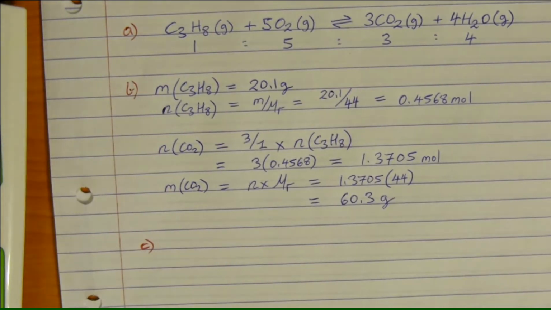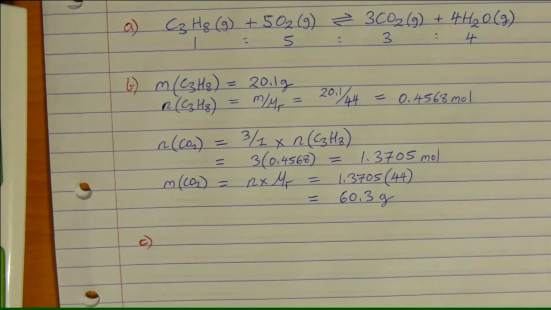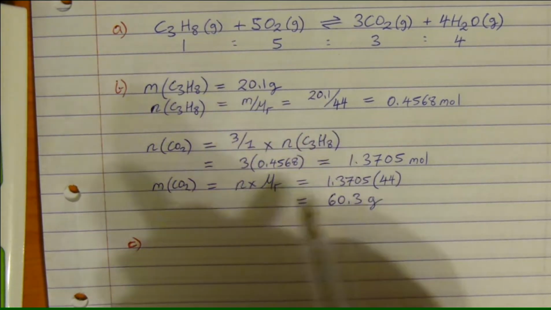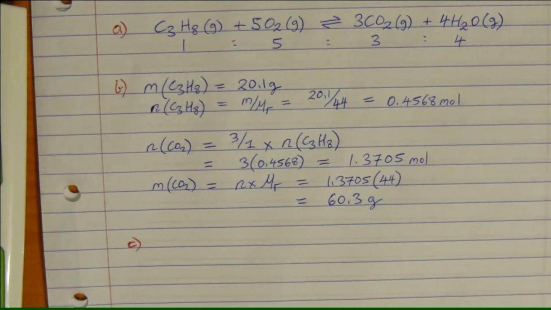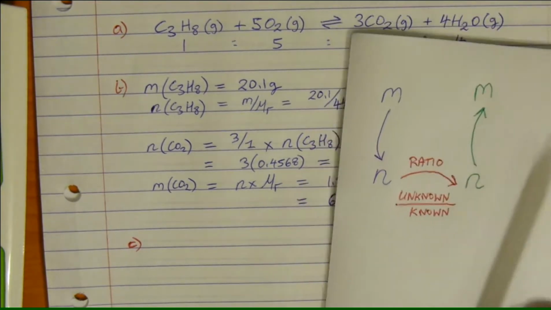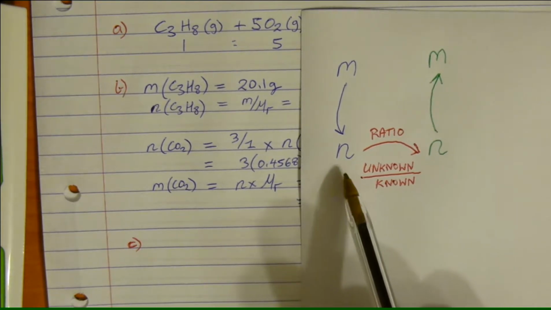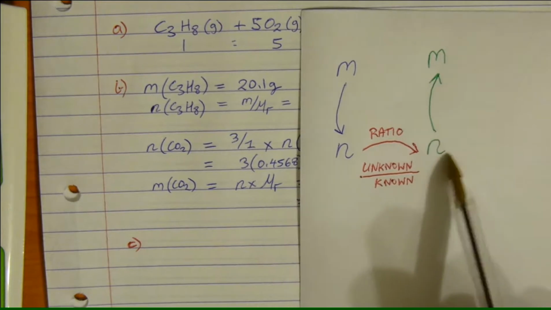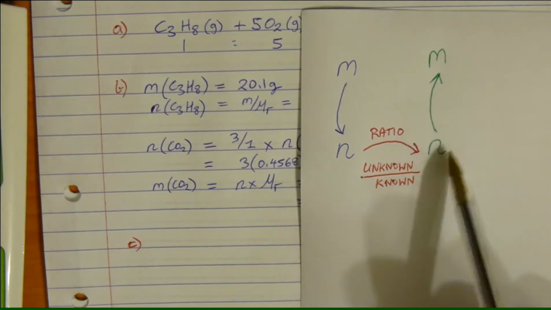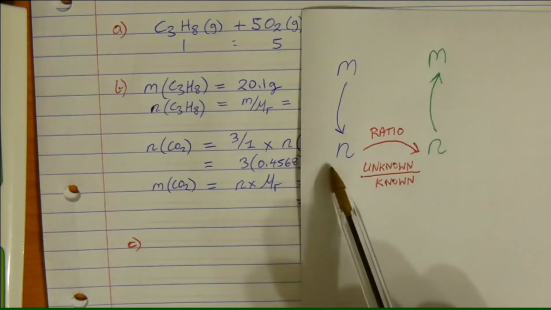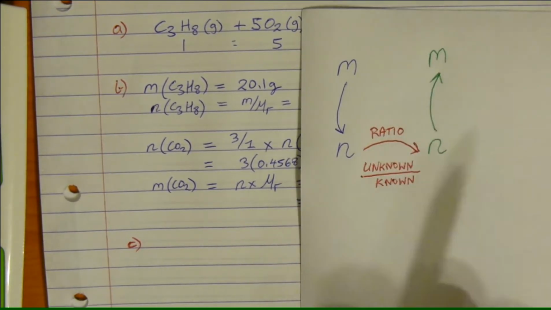Part C, what mass of oxygen would be consumed. So again, it's going to be very similar to how I did it for part B. Now that I have the number of mole of propane, I'm going to use the ratio to get my number of mole of the new thing, or the unknown thing that I'm trying to calculate, and then go back up to mass. So really just following the same steps.